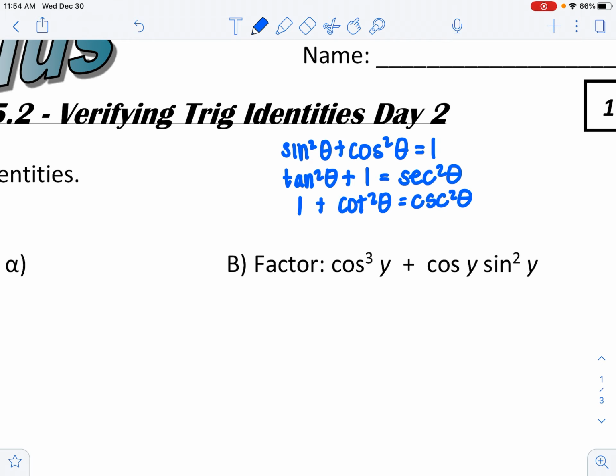Now, I will see some people write down all of the reciprocal identities, all of the quotient identities. Reciprocal identities would be like cosecant is 1 over sine. Quotient identities are like tangent is sine over cosine. You can write down everything. You can write down your cofunctions. Sine and cosine are cofunctions. I don't write all those down. These are the 3 I always write down, though, no matter what.